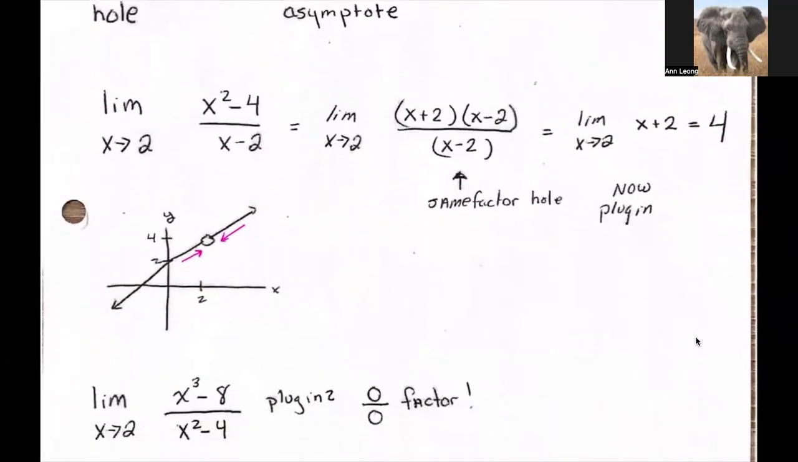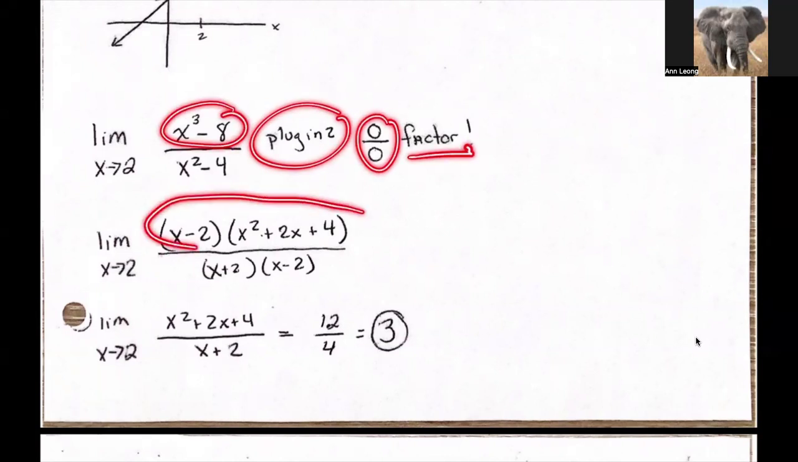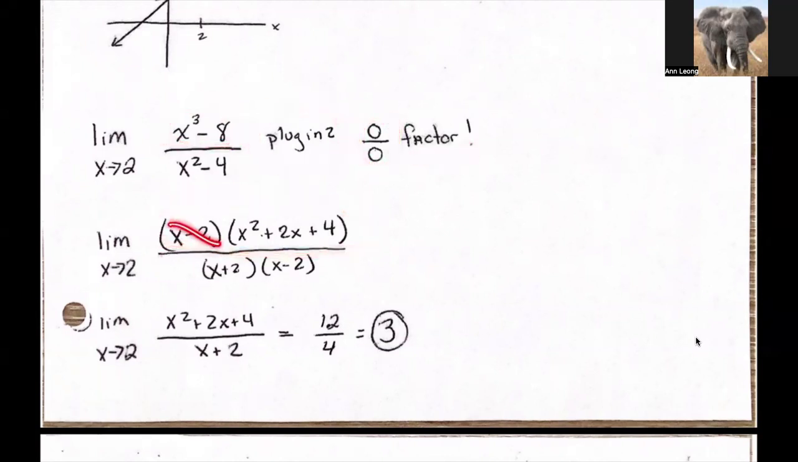All right. So let's go ahead and take another example. Same idea. We have the limit of a function as x approaches 2. Okay. If I plug in 2, I get 0 over 0, so I'm going to factor. Okay. And once I factor this perfect cube, I get this. And then these two reduce, leaving me with this. All right. And now when I plug in 2 into those x's, I get 12 over 4, which gets me an answer of 3.